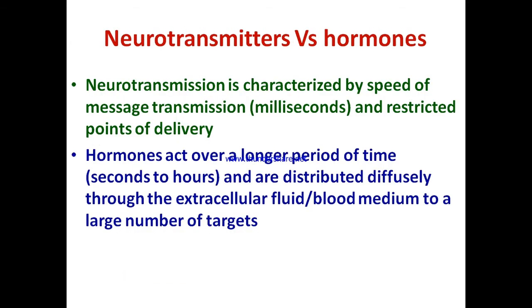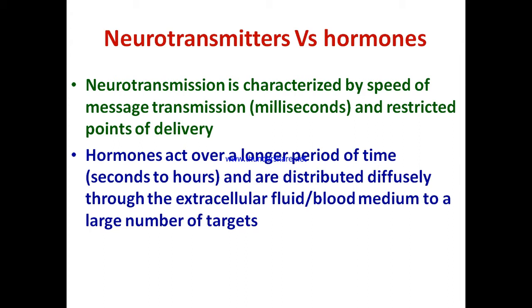The transmission of messages by neurotransmission is very fast. In milliseconds, it can reach from one part of the body to the other end of the body. And it has restricted points of delivery. So it will be delivered at the end of the axon. So it is a restricted point of delivery.